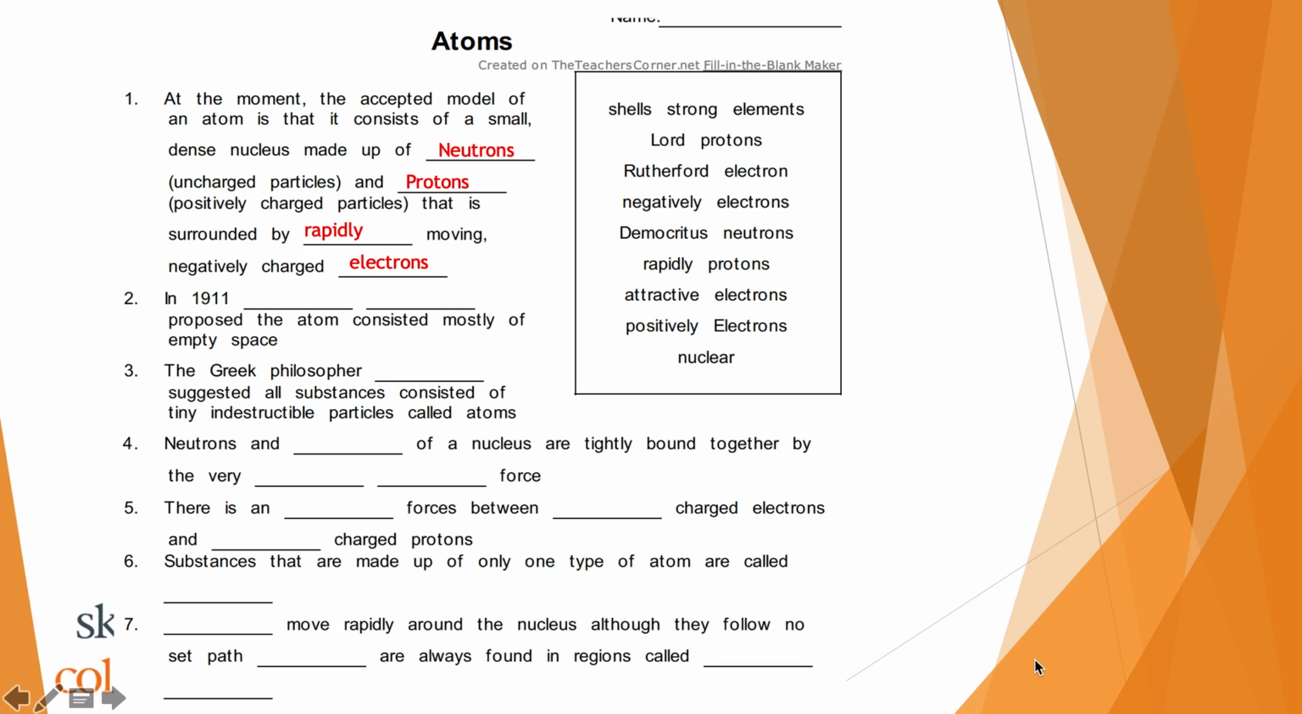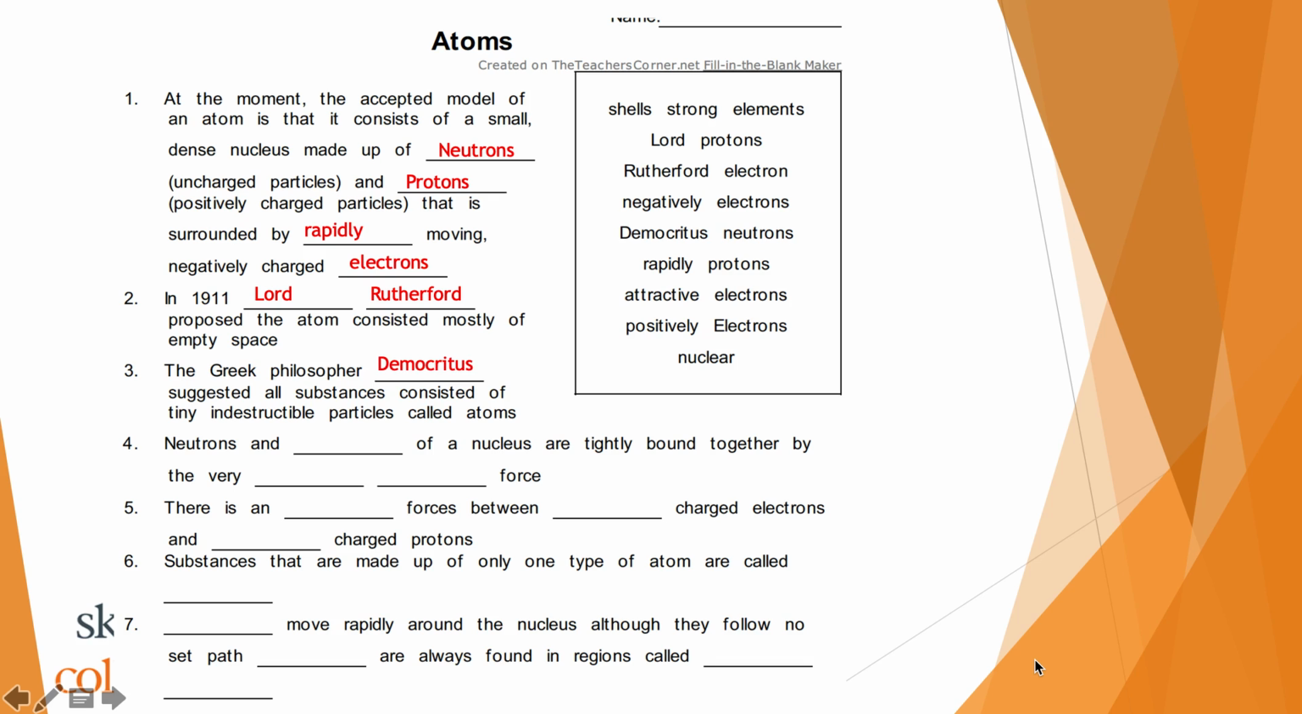Okay. In 1911, blank blank proposed the atom consisted mostly of empty space. So he has a double name. Lord Rutherford proposed the atom consisted mostly of empty space. The Greek philosopher blank suggested all substances consisted of tiny, indestructible particles called atoms. Who was the Greek philosopher? His name was Democritus.